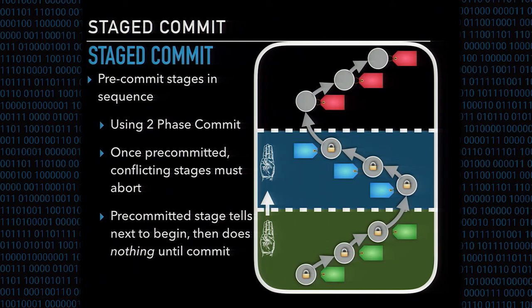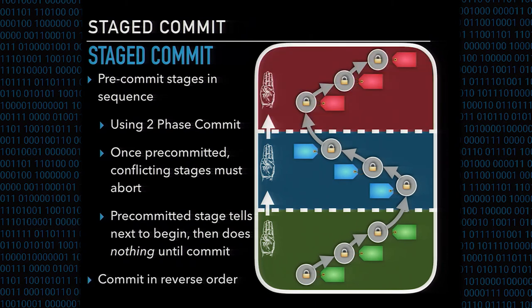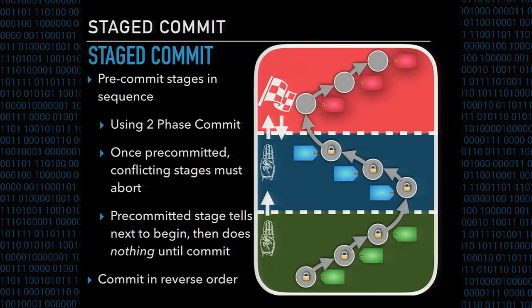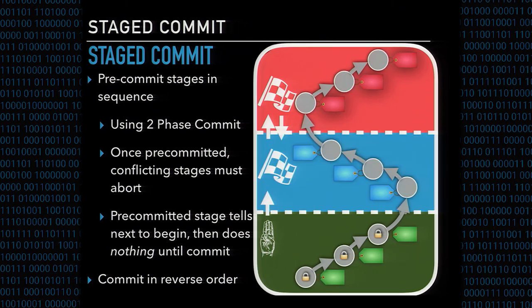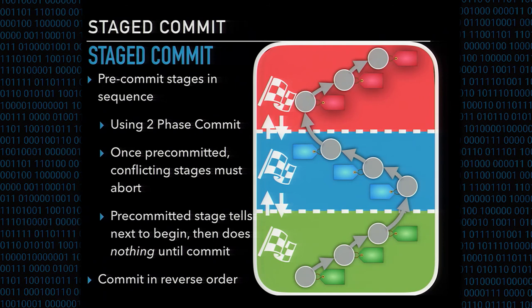When a stage is trying to pre-commit and it gets an abort, it just keeps retrying that stage over and over until it succeeds. Eventually, all the stages will become pre-committed, and the final stage can then commit. These events are considered scheduled, so it is now okay for other conflicting events to be scheduled. They will happen after these. When each stage commits, its predecessor can commit until eventually all the stages are committed and the transaction is complete.